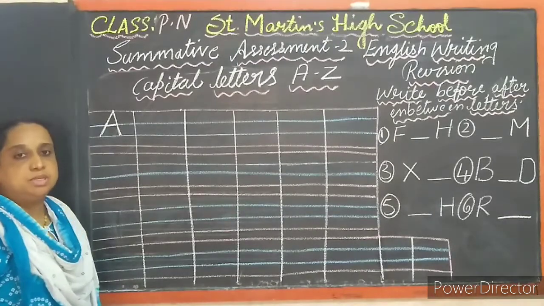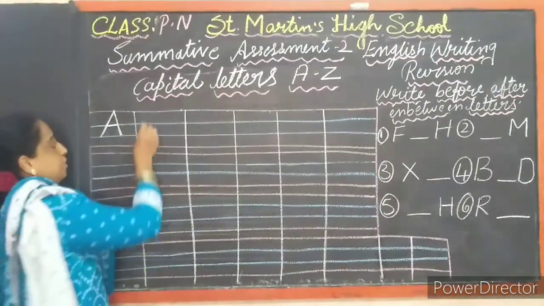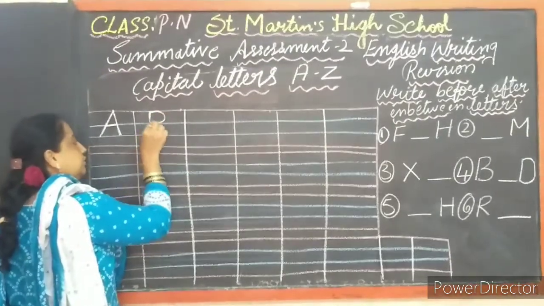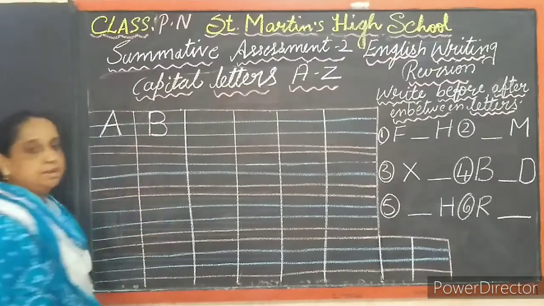After A, what letter will come, children? Can you tell me? Yes, B. Letter B. One standing line, one right curve and one more right curve makes letter B.